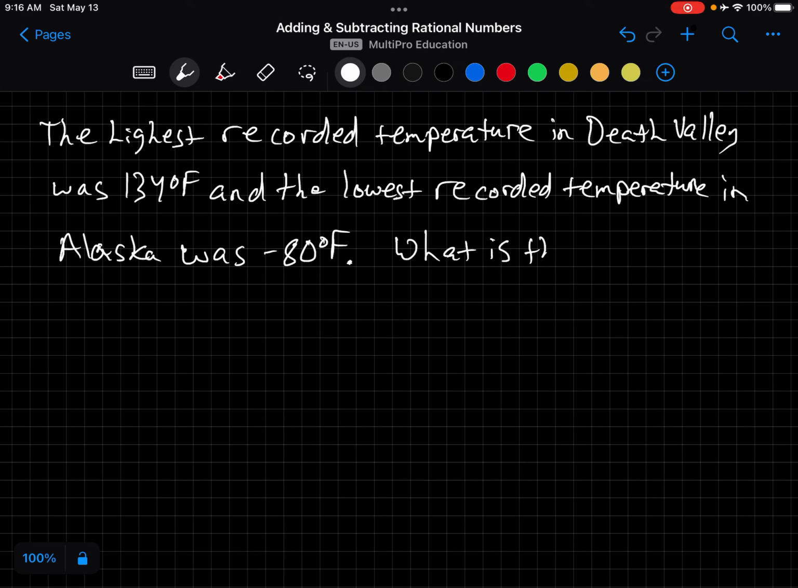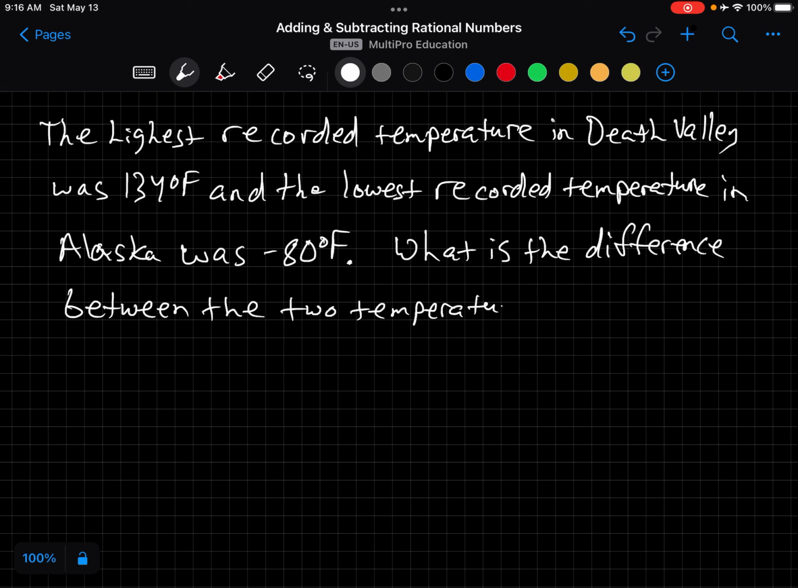Alright, so what's the question here? What is the difference between the two temperatures? And I apologize for the snoring if you hear that. Okay, so let's try to solve this. So this is a positive, and this is a negative. And so we're trying to find the difference, so we need to subtract these two, right?